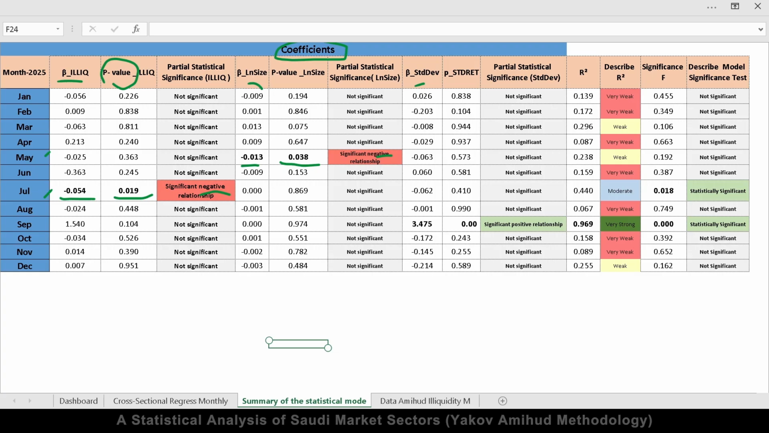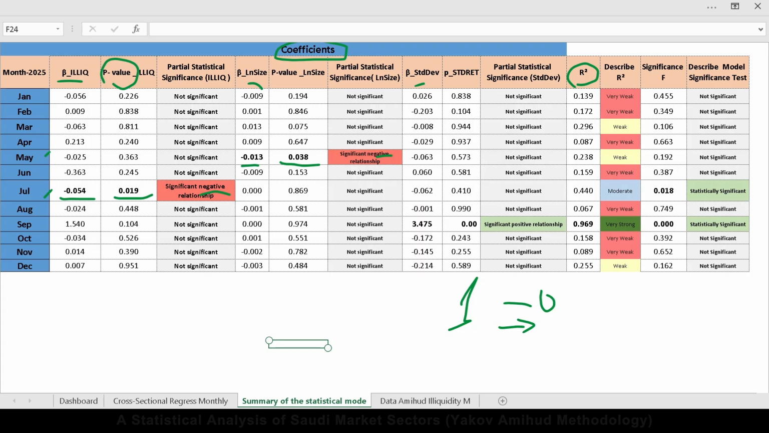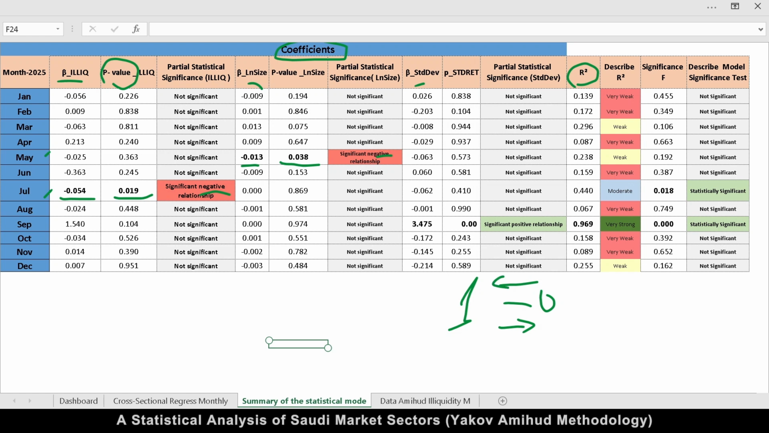Now I will move to read the R-square measure. R-square measures how much of the variation in returns is explained by the model. Its value is always between 0 and 1. The closer it is to 0, the weaker the explanatory power of the independent variables. And the closer it is to 1, the stronger the model is in explaining changes in the dependent variable. In simple terms, it tells us what percentage of return movements the model can explain.